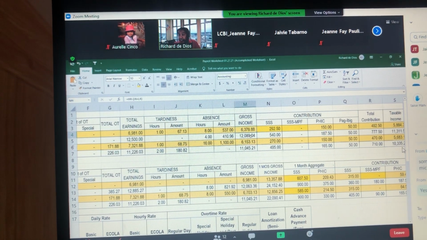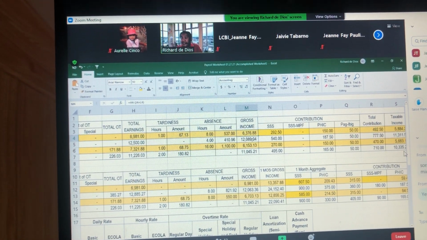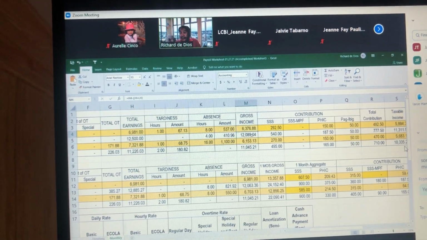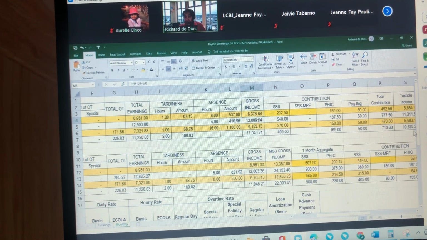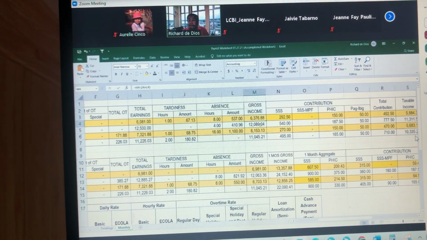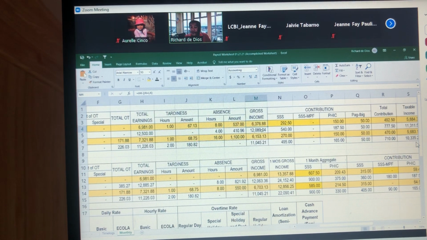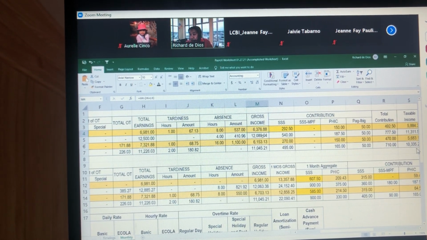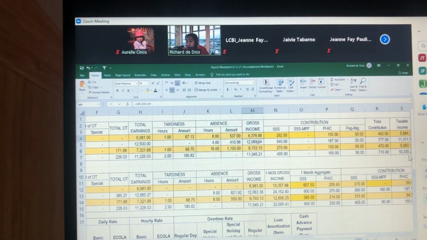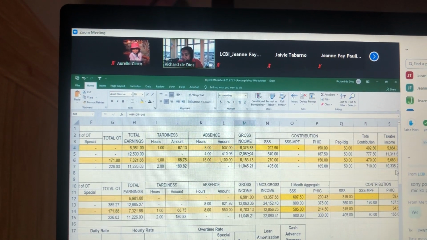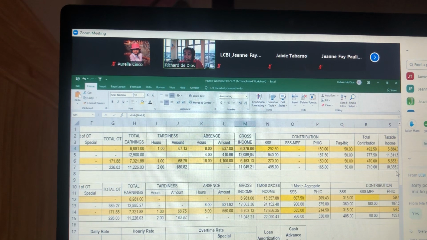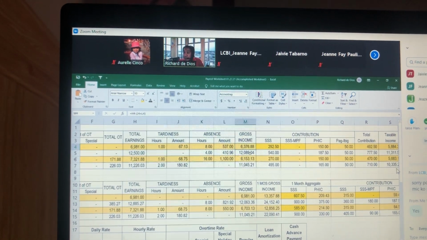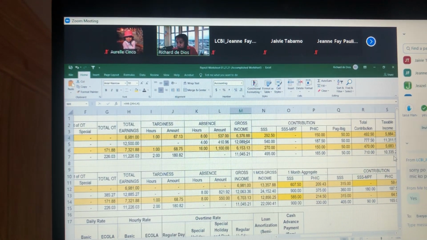Tapos magdadagdag kayo for EC, and in this case, MPF. So, si SSS, Mandatory Provident Fund, in this case, wala akong ikakaltas. Remember, the rule for MPF, at least 20,000 monthly. But since nag-assume muna tayo na itong mga gross income na to ay monthly, wala. So, zero. Okay?